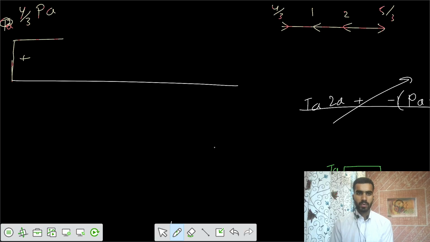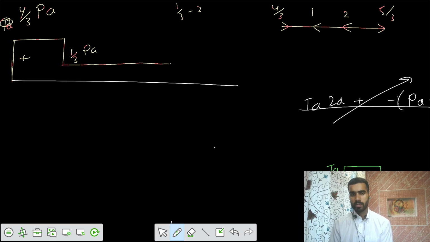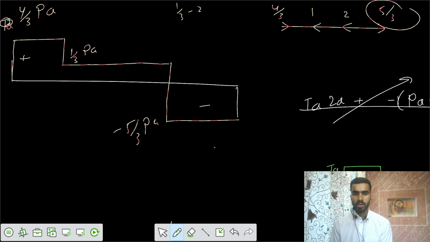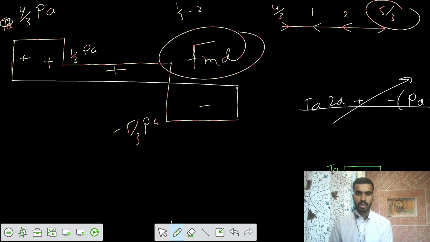4 by 3 minus 1 would be 1 by 3. This is 1 by 3 of PA. After that, you reach this point, where we say 1 by 3 minus 2, which equals minus 5 by 3 PA. After that, you have this 5 by 3, so the net value comes to 0. So this is positive, positive, positive. This is the TMD, the final value of TMD. So we got this problem.